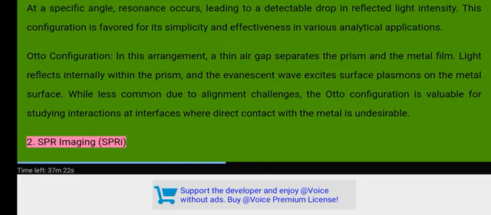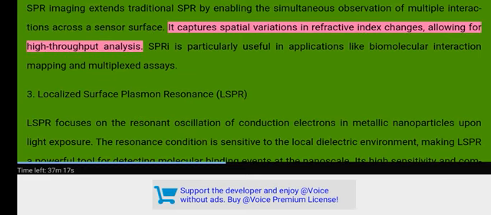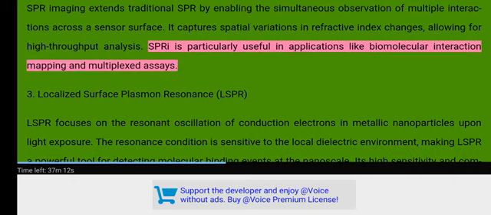2. SPR imaging (SPRI). SPR imaging extends traditional SPR by enabling the simultaneous observation of multiple interactions across a sensor surface. It captures spatial variations in refractive index changes, allowing for high-throughput analysis. SPRI is particularly useful in applications like biomolecular interaction mapping and multiplexed assays.